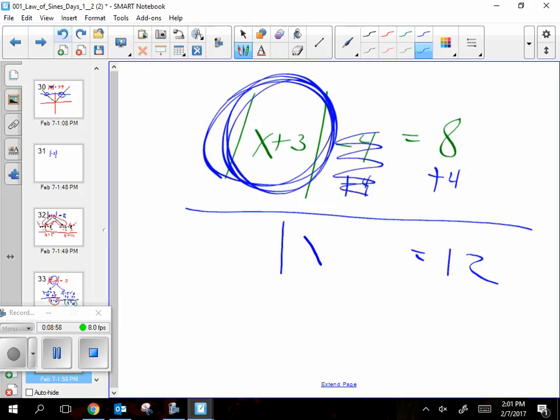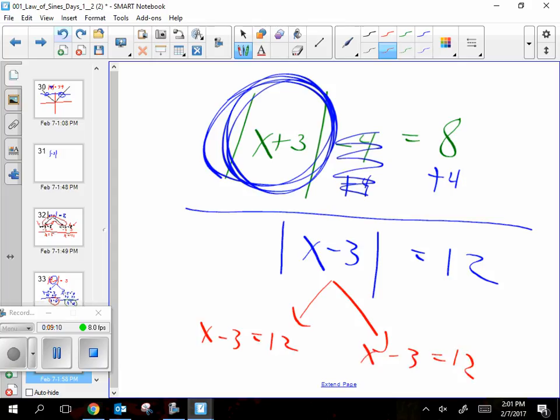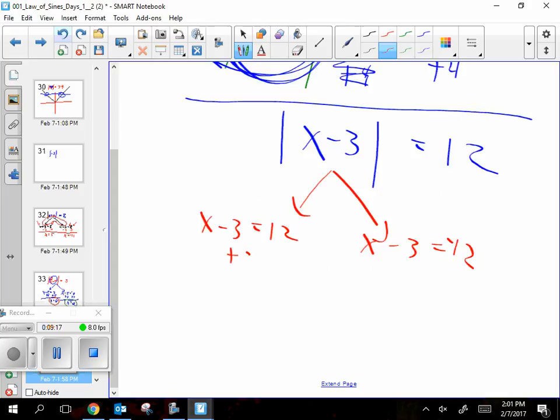And now it's this. And hopefully you learned enough from what I just told you to make 2 equations. One of them is x minus 3 equals 12. And the other one is x minus 3 equals 12 again. No, that'd be dumb. What's the second one, actually? -12. And then you solve those 2 equations.